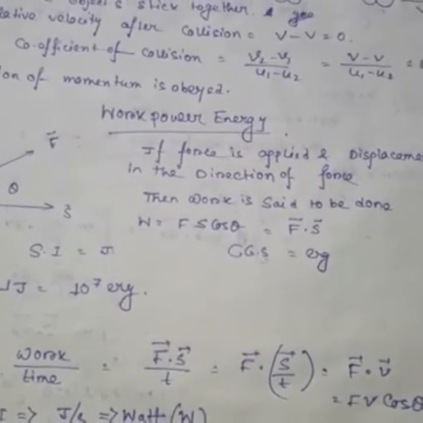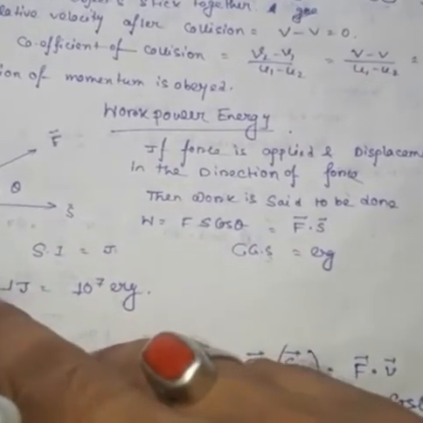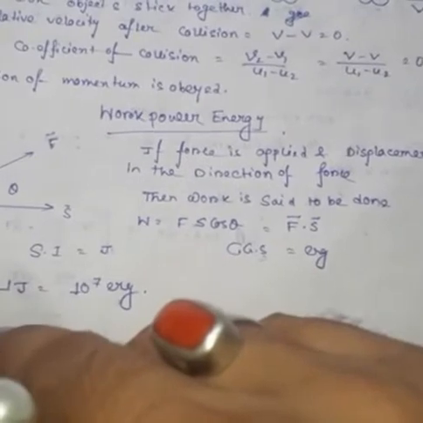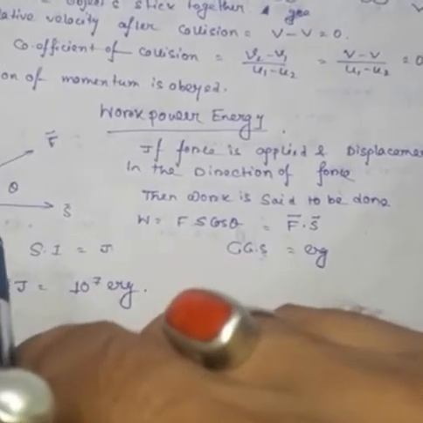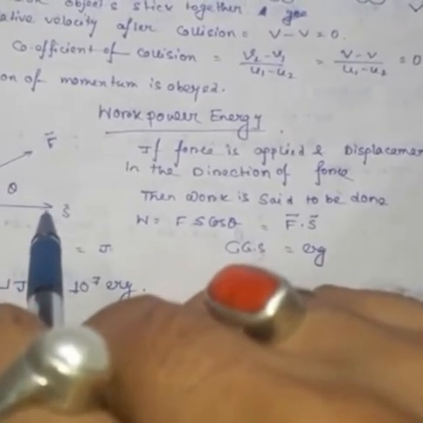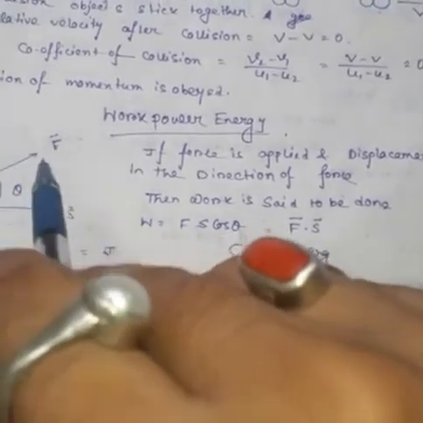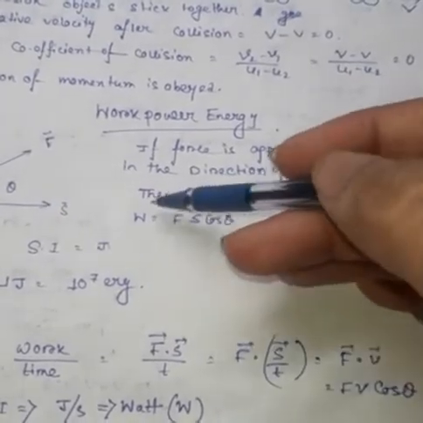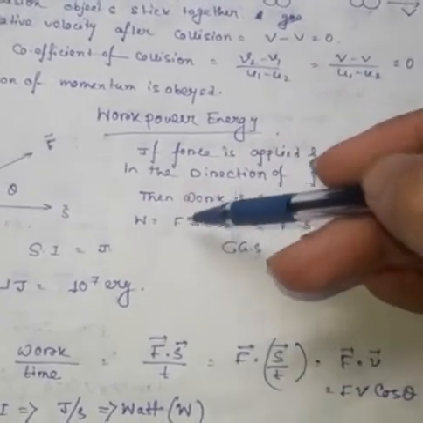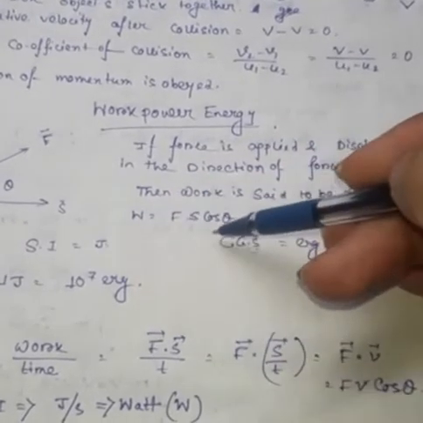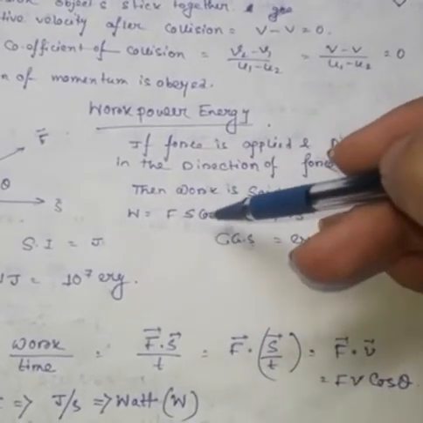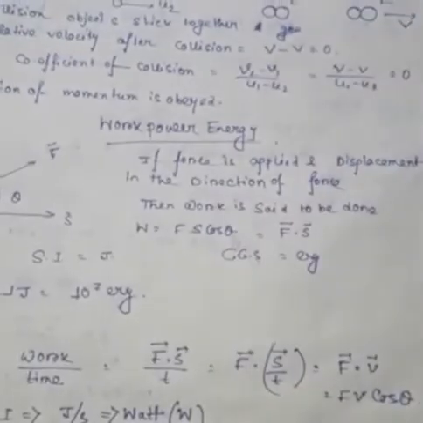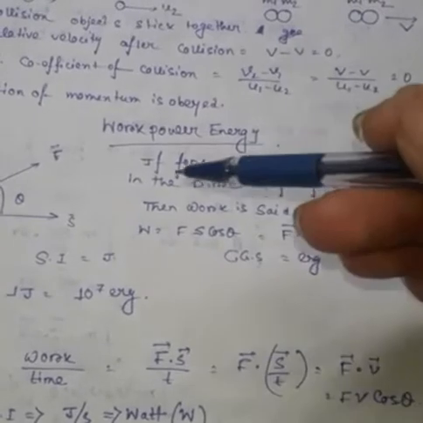So now, what is work? As we know, when a force is applied on an object, and the object suffers a displacement in the direction of the application of the force, then work is said to be done, and the amount of work done is given by this equation, W equals Fs cos theta, where F is the force and s is the displacement, and theta is the angle between the direction of the force and the direction of the displacement.